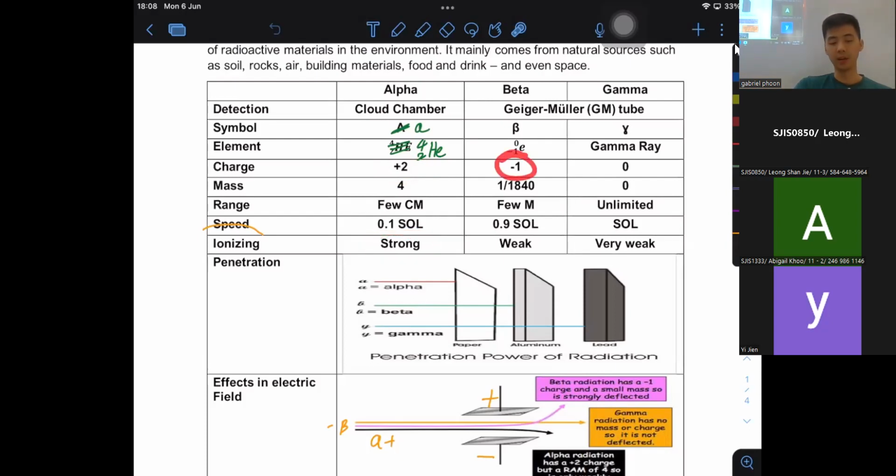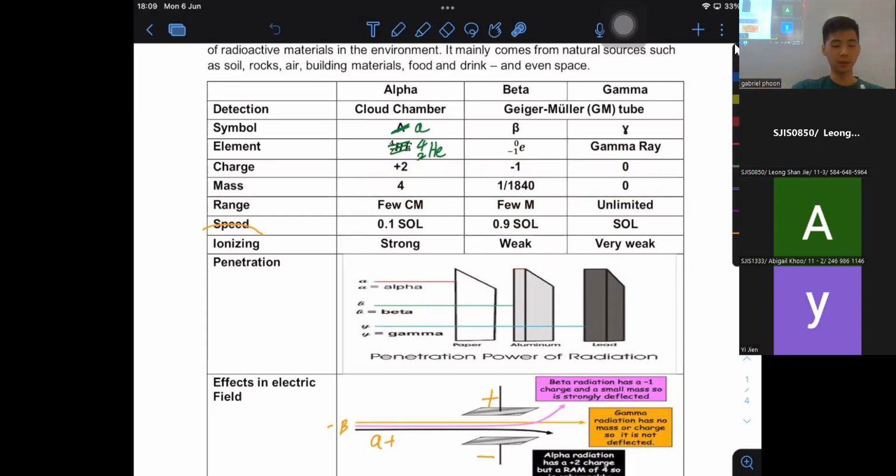Beta will be -1 only, meaning it can steal 1 positive charge only. So that's why the ionizing power is relatively weaker. And of course, gamma has 0 charge, guys, so it is very weak in terms of ionizing power. Mass-wise, like I mentioned last week, you do not need to remember the numbers, but you do need to remember which one is heavier and which one is the lightest, guys.